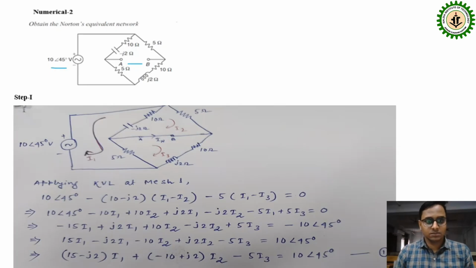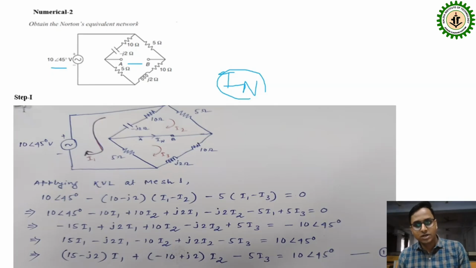So for Norton's theorem, again step one is we have to find out the IN. This is Norton's current. So in step one, we will calculate the Norton's current or short circuit current. Earlier we have seen that in Thevenin's theorem, step one was to find out the Thevenin's voltage or open circuit voltage. So here you have to find out the Norton's current or short circuit current.